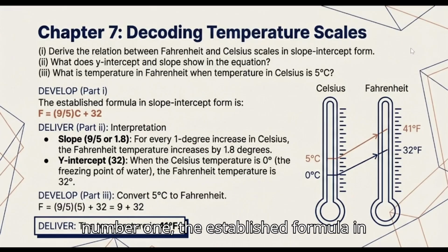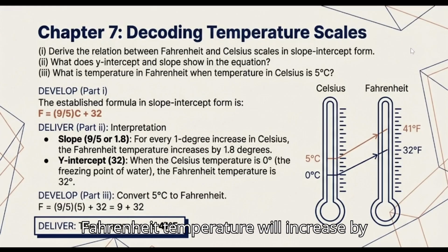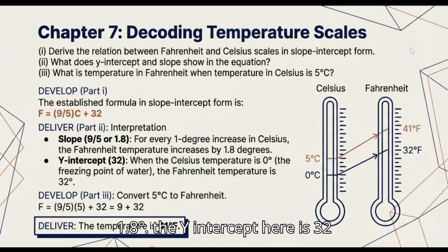For part number 1, the established formula in slope intercept form is Fahrenheit is equal to 9 by 5 Celsius plus 32 degrees. For part 2, we need to find the slope. The slope is 9 by 5, or in decimal form, 1.8. This means for every 1 degree increase in Celsius, the Fahrenheit temperature will increase by 1.8 degrees.